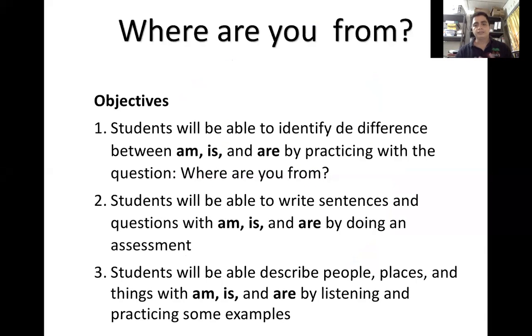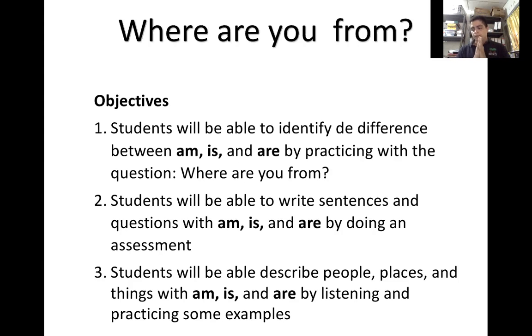Students will be able to identify the difference between am, is, and are by practicing with the question, where are you from? So that will be the basic question. Students will be able to write sentences and questions with am, is, and are by doing an assessment. So you will be doing an assessment. Students will be able to describe people, places, and things with am and are by listening and practicing some examples. So those are the objectives I want you to meet.